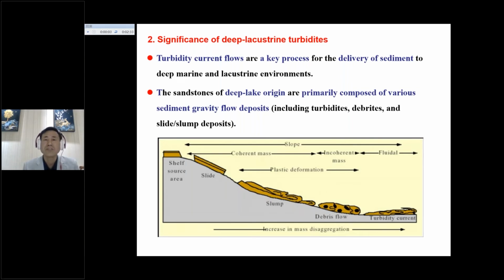Significance of deep lacustrine turbidites. As we know, turbidity current flows are a key process for the delivery of sediment to deep marine and lacustrine environments. The sandstones of deep lake origin are primarily composed of all kinds of sedimentary gravity flow deposits, for example, the deposits of slides, slumps, debris flows, and turbidity currents.